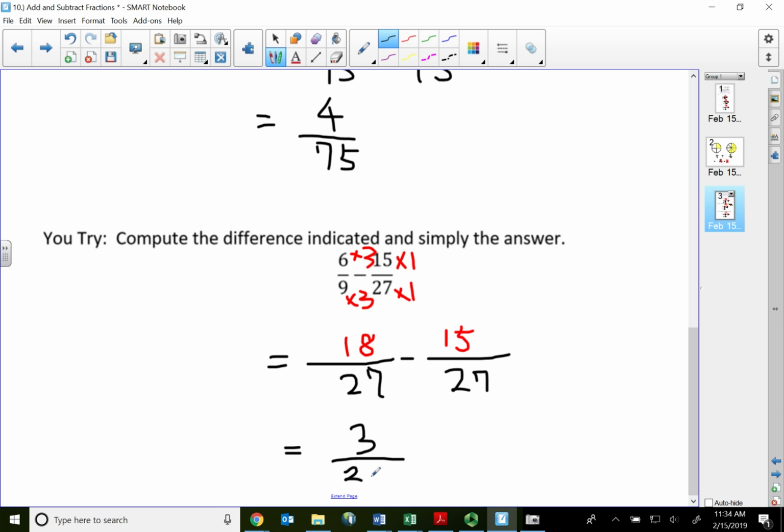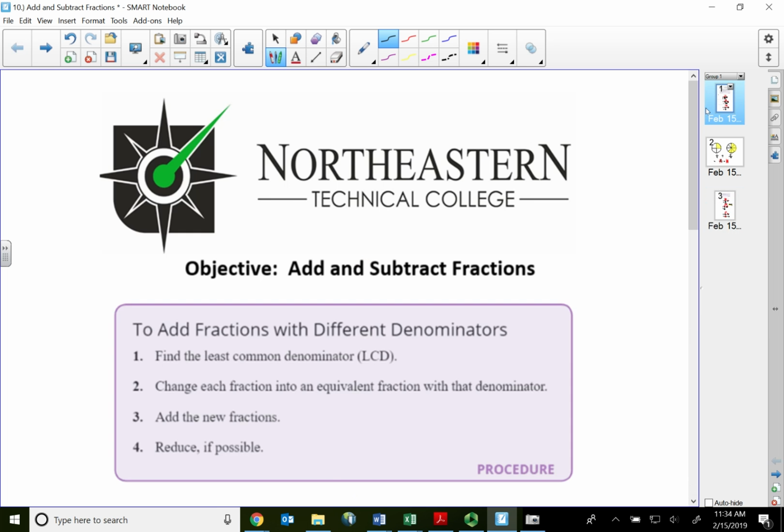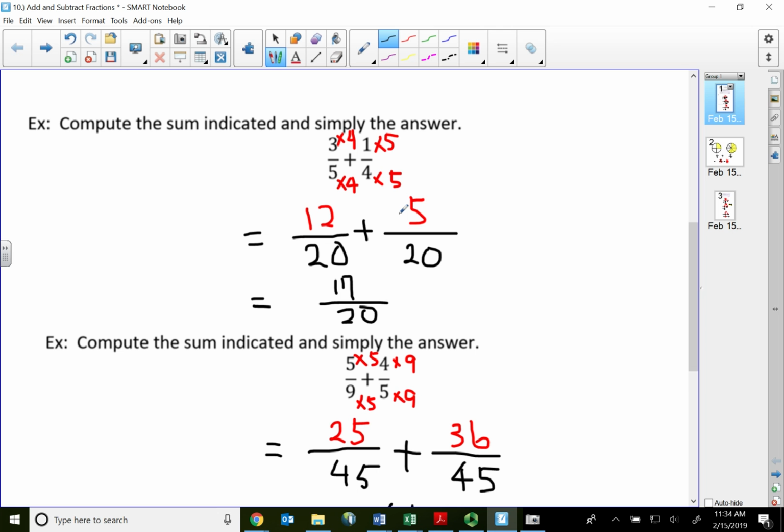Well, 3 over 27 can actually be reduced by 3. So we always have to check that at the end. So if I reduce them by 3, my final answer is going to be 1 over 9. All right, so when it comes to adding and subtracting fractions, the first thing we've got to do is find the least common denominator, okay? Do not add them across right off the bat. That's actually incorrect. All right, that will conclude this video. Thank you for watching.